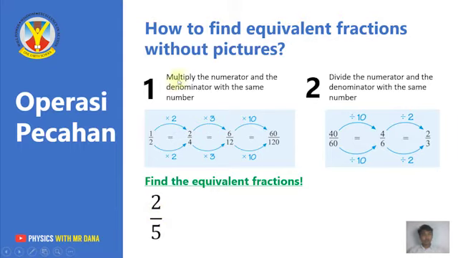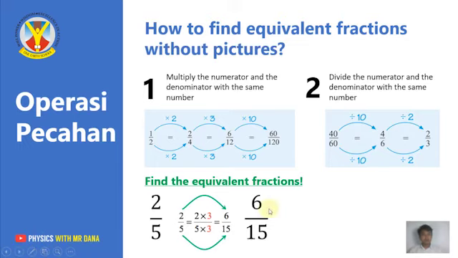Of course, you will choose multiply both 2 and 5 by the same number, because you cannot divide 2 and 5 by the same number. Okay, so you will choose method 1, multiply 2 and 5 with the same number. Like this, I multiply 2 by 3 and I need to multiply 5 by 3 also. So 2 times 3 is 6 and 5 times 3 is 15. So I got 6 over 15, which is equivalent to 2 over 5.